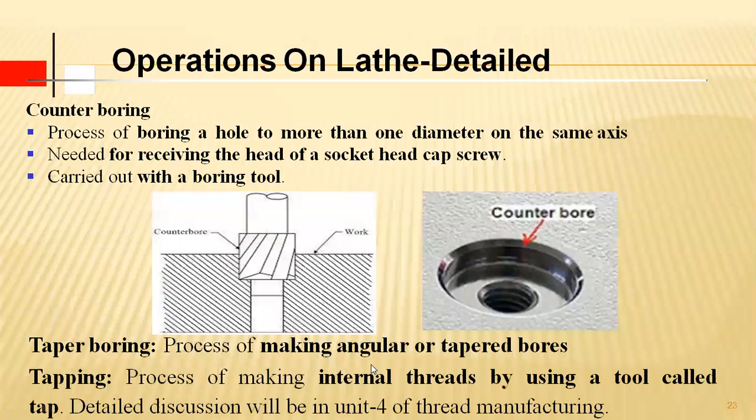Counter boring is a process of boring a hole to more than one diameter, where different diameters are maintained with minimal changes in length. Up to this particular length, one diameter, another is the third diameter, and this is the fourth diameter. Likewise, taper boring is the process of making an angle with respect to the taper bores. In taper, we have seen that up to a confined length there will be deviation in its diameters, decreasing or increasing in nature. Tapping is the process of making internal threads.